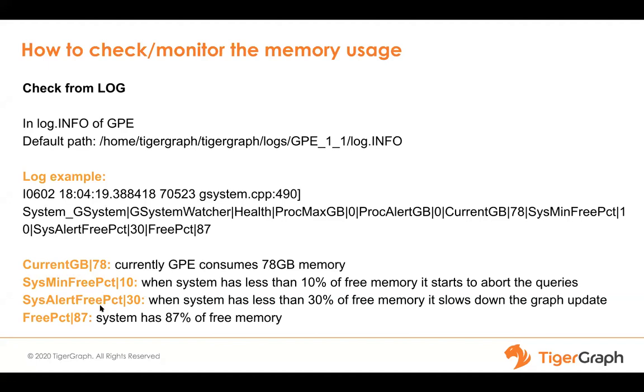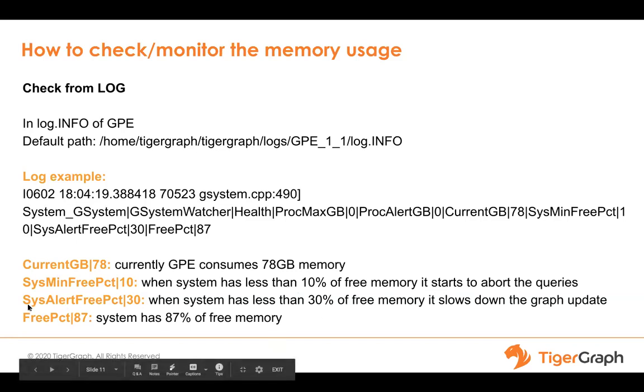These are not monitoring data. These are the system settings. So let me explain this to you. System min free percentage 10 means that when the system has less than 10% of free memory, it enters a system critical state, the memory critical state. If the system enters the memory critical state, it will start to abort all the running queries, and the new queries will be aborted too, to prevent the system from crashing.